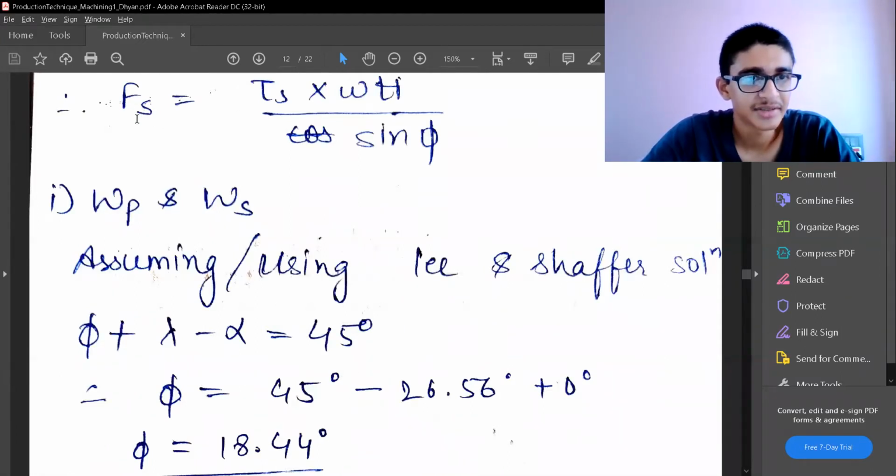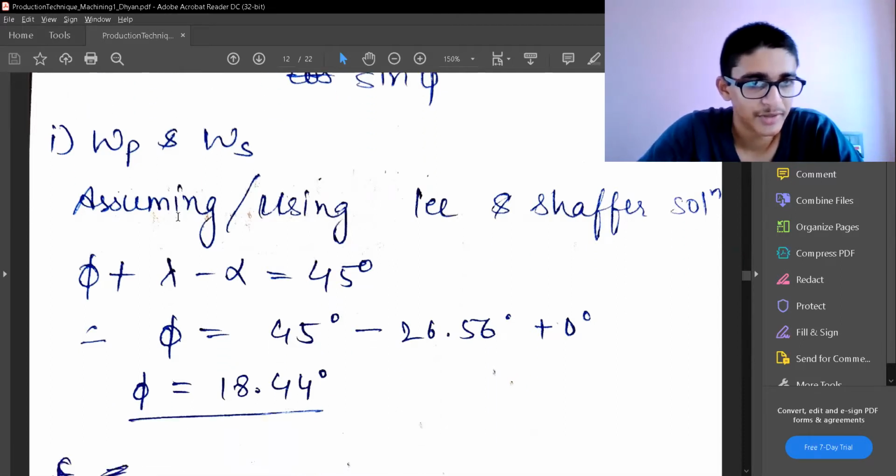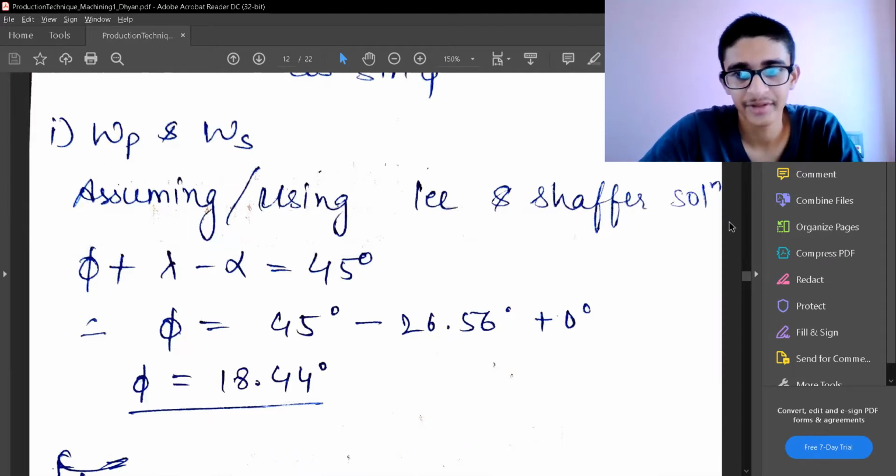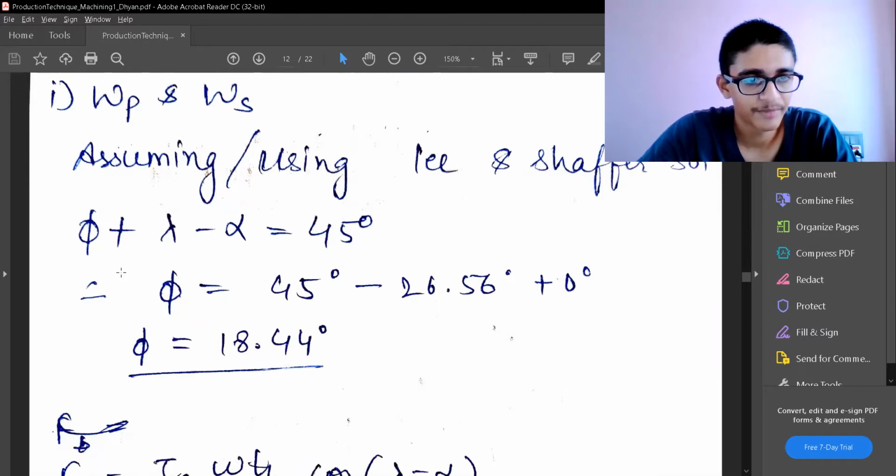Let's start with Fs. Shear force is tau s into w t1 upon cos phi. So shear force is equal to shear stress into area. So stress into area will be force. So first we need to estimate Wp and Ws. This is the procedure. We can use any of the theories, but let's use the Lee and Shaffer solution, or Lee and Shaffer estimate for phi. We are given the other two angles, so we'll estimate the value of phi.